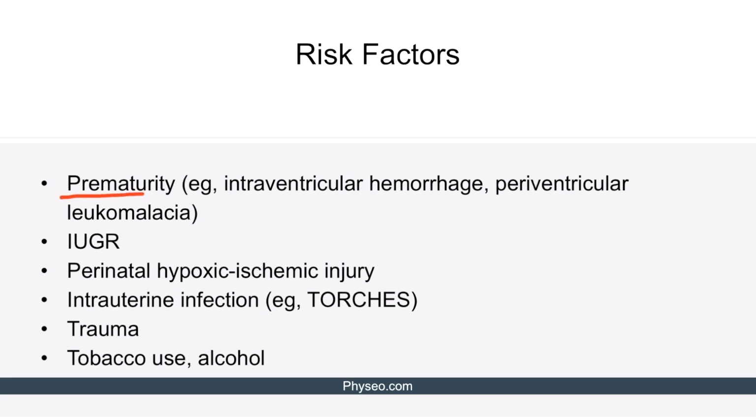Examples include prematurity, which is associated with conditions such as intraventricular hemorrhage and periventricular leukomalacia. Periventricular leukomalacia is a type of injury to the white matter of the brain of a premature infant where necrosis to brain tissue occurs. Other risk factors include intrauterine growth restriction, perinatal hypoxic ischemic injury, intrauterine infections such as TORCH infections, trauma, and tobacco and alcohol use.